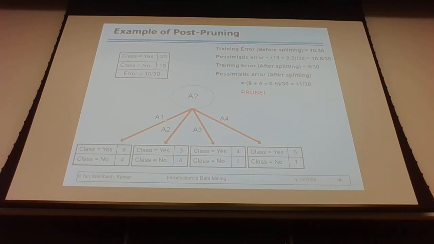So now you see after splitting, the error increases. So if you had cut these branches, then you will only have the node A, and that node A has a lower generalization error. That's why you should prune. Do you understand this example, or does it need more explanation?